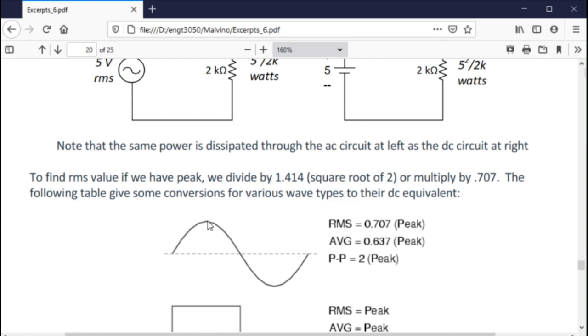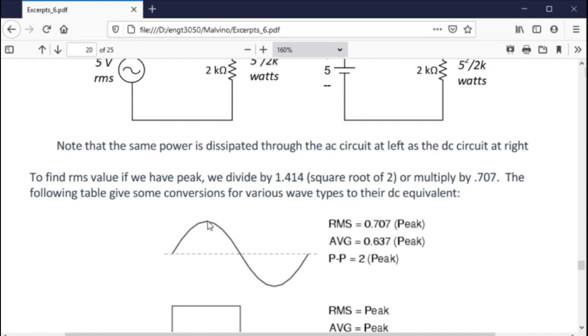Now, 0.707 is a kind of an interesting number, because what is that? That's the square root of 2, isn't it? That's the square root of 2. So if you can remember the square root of 2, you can say the peak value divided by the square root of 2, or the peak value times 0.707, is the RMS value.